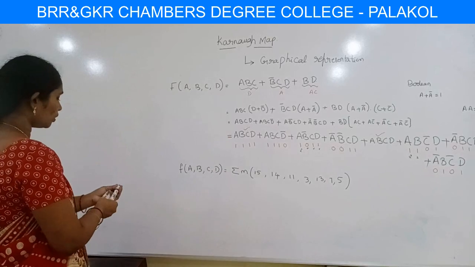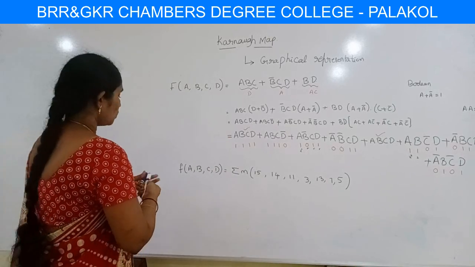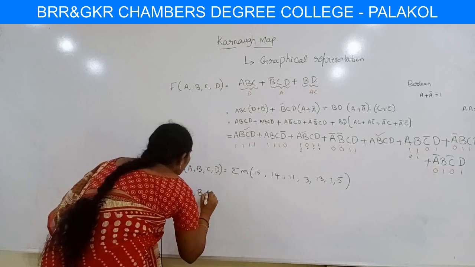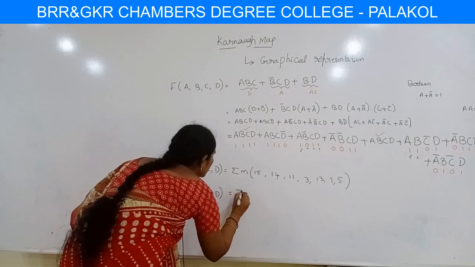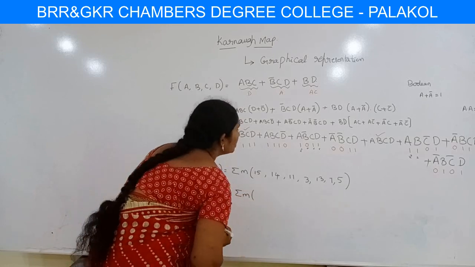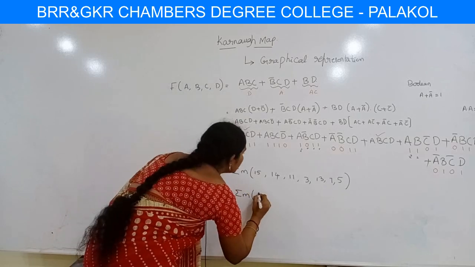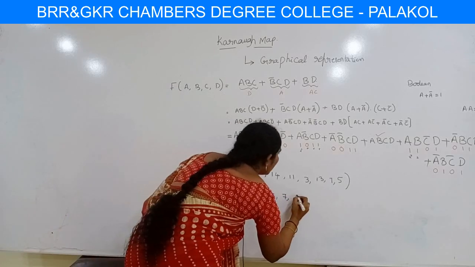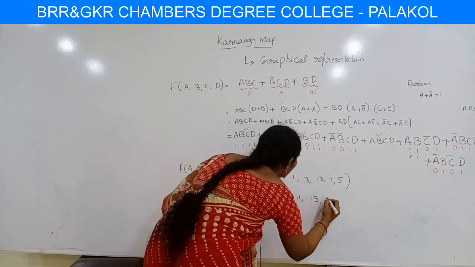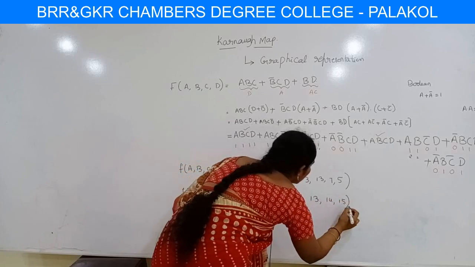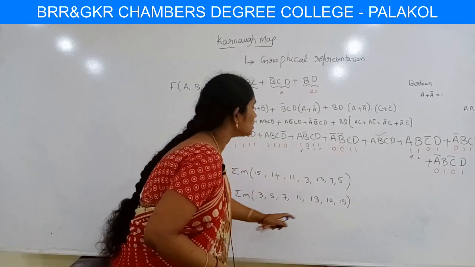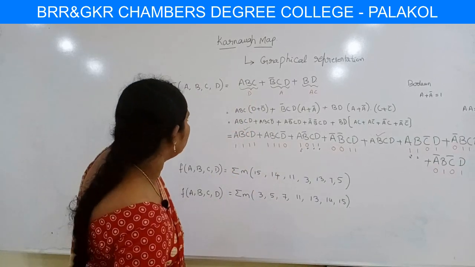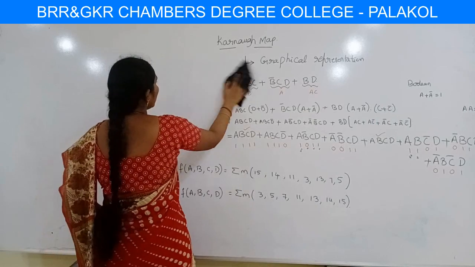Okay, so now we will write in the order. So f of a comma b comma c comma d is equal to summation m of 3, 5, 7, 11, 13, 14 and 15. So here these are the numbers we have to simplify by using K map. Now I will draw the K map.